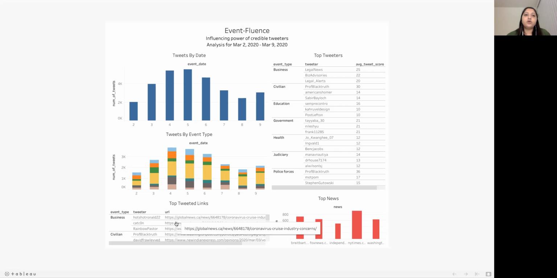And these are the top retweeted links in each event type. And the final one shows the number of tweets that contain links to articles from these websites. NY Times had a lot of their articles tweeted. That is what this shows.